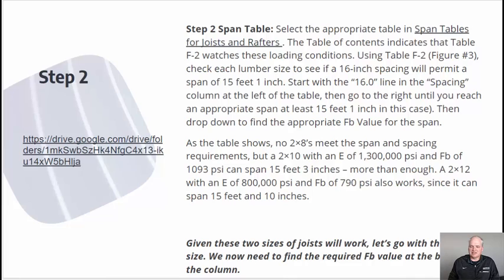And what we'll find is the table will show that 2x8s do not meet the span and spacing requirements, but a 2x10 will. It will have an E value of 1.3 million PSI and an FB of 1,093 PSI. And with that, it can span 15 feet 3 inches, more than enough for the 15-foot 1. A 2x12 can also do it, with an E value of 800,000 psi and an FB of 790, since that particular member can span 15 feet 10 inches. So let's go take a look at that chart next.